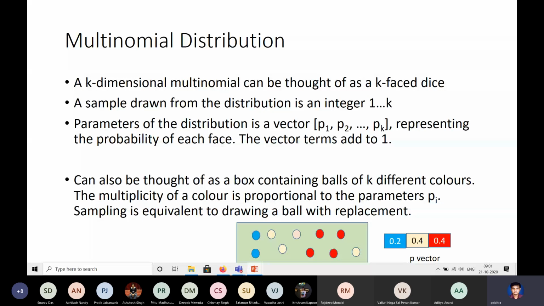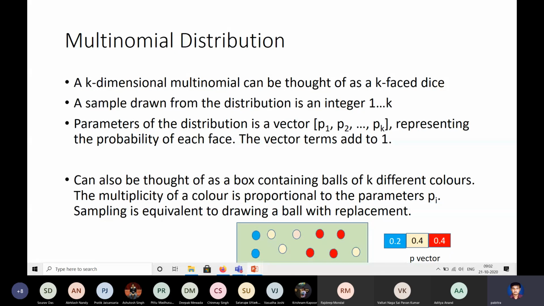A k-dimensional multinoulli can be thought of as a k-faced die. A sample drawn is an integer 1 to k, and the parameters of the distribution are the vector p1 to pk, representing the probability of a particular face coming up. And the sum of p_i, for i equal to 1 to k, is 1, since it is a distribution.